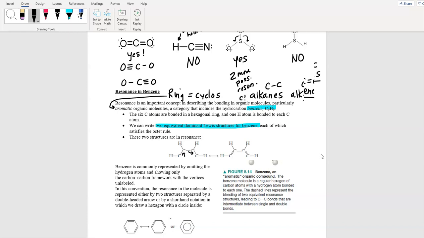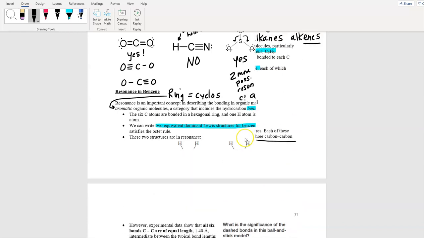Experiment shows that all 6 carbon bonds are about 1.4 angstroms. Remember, angstrom is how we measure bond length. Between a single, which is 1.4, and a double, which is 1.3, you take the average and get about 1.4. Not something you have to know, but you have 3 single bonds and 3 double bonds, so in the end it's a blend of 1.5 bond order because you have equal amounts.